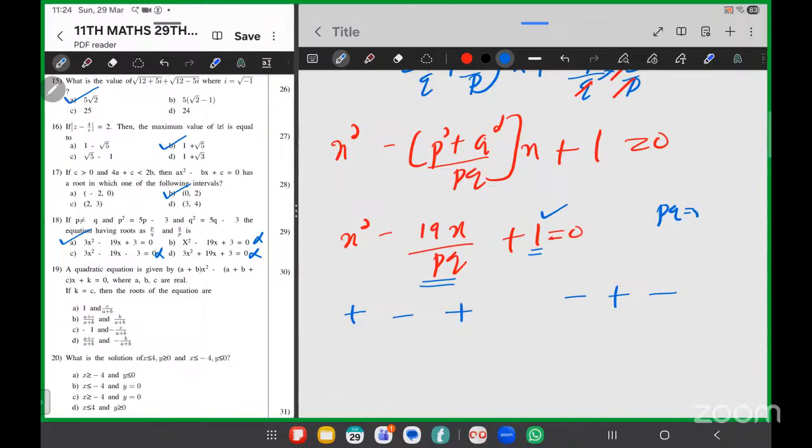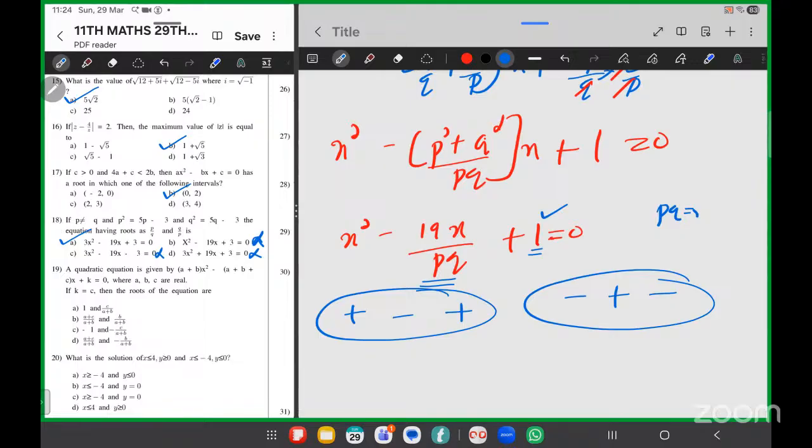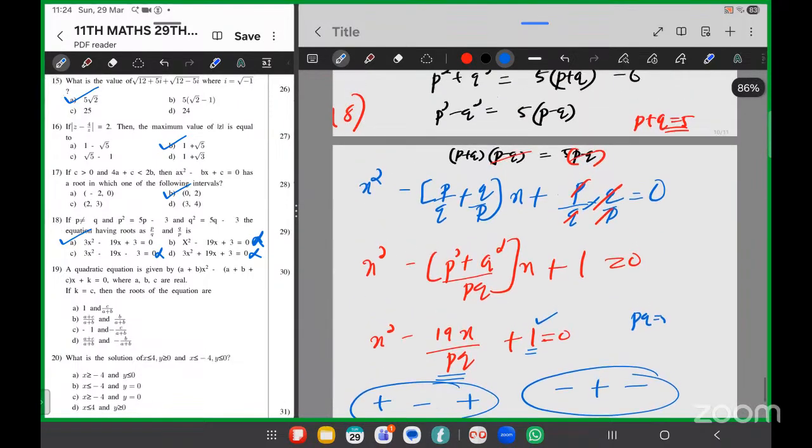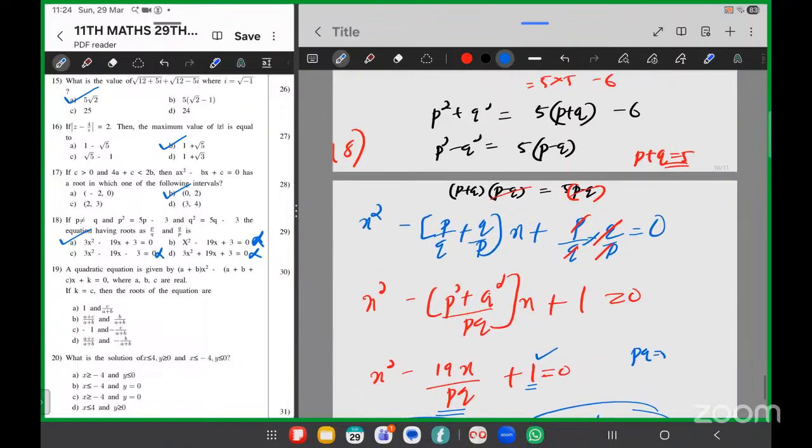The part should also be 1, and the coefficient of x square should also be 1. That is also not matching with option B. Option C is not getting this in this format. So only option A is matching with our format. But PQ, how to calculate? P plus Q. P square, Q square.